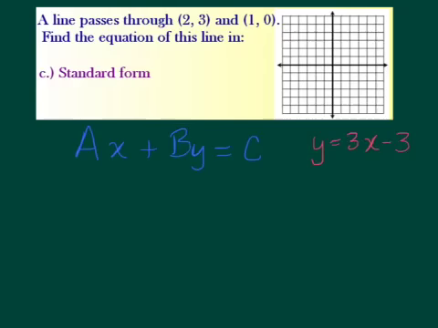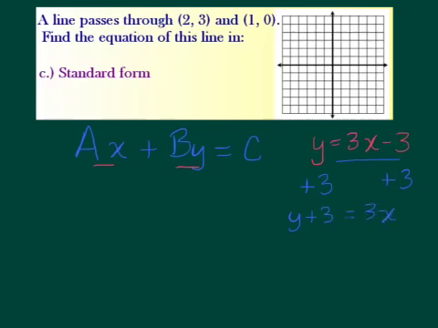You'll notice that I have x and y both on the same side of the equation. So I'm going to manipulate the equation that I got in the slope-intercept form to get it into standard form. Let's first move this 3, add that to both sides. So now I have y plus 3 equals 3x.